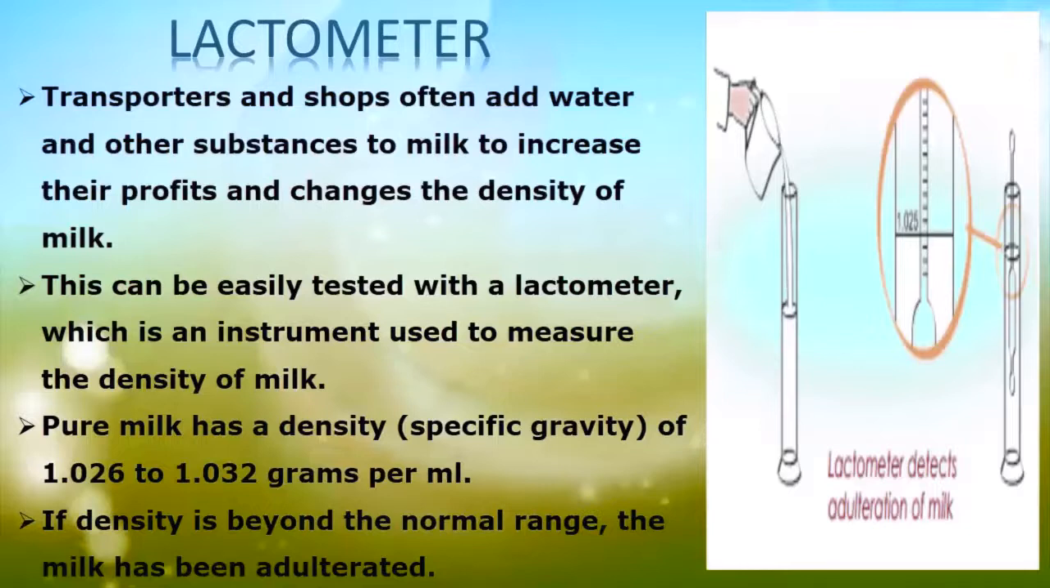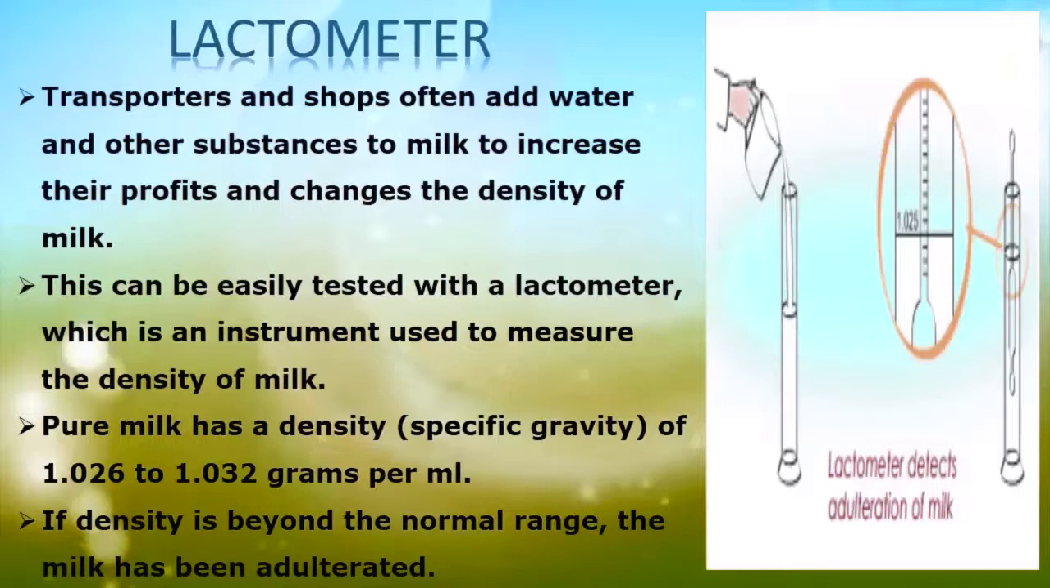Pure milk has a density, or specific gravity, of about 1.026 to 1.032 grams per ml. Addition of water or other substances will change the density. The addition of water reduces the density value. If solids are added, the density increases.